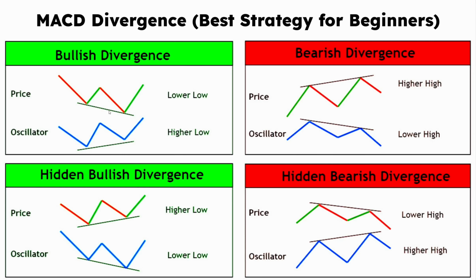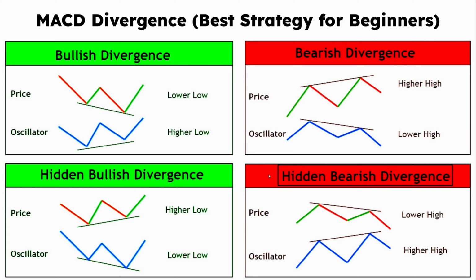Last but definitely not least, we have to take a look at the hidden bearish divergence. And this divergence type is very important because it can signal that a bearish trend will continue to the downside. And once again, when we look at bearish divergences, remember we are focusing on the highs.